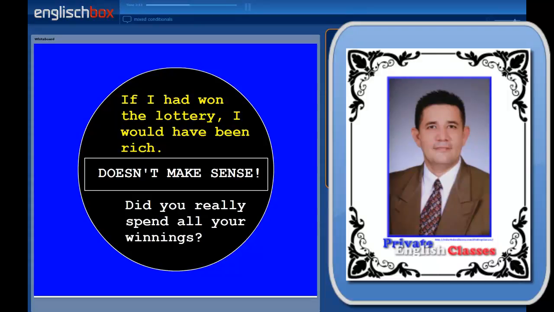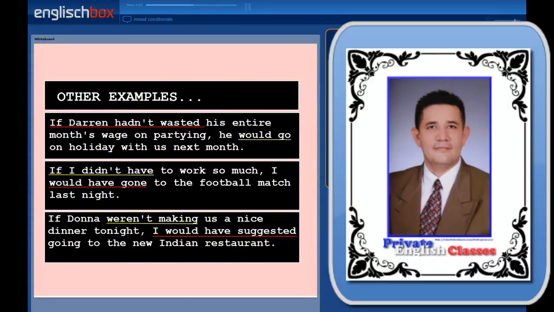For this reason, the mixed conditionals are often quite intuitive. You probably produce them without really thinking about it. So let's consider some other examples of mixed conditionals. Those sentences underlined in red are third conditional forms, and those sentences underlined in yellow are second conditional forms.